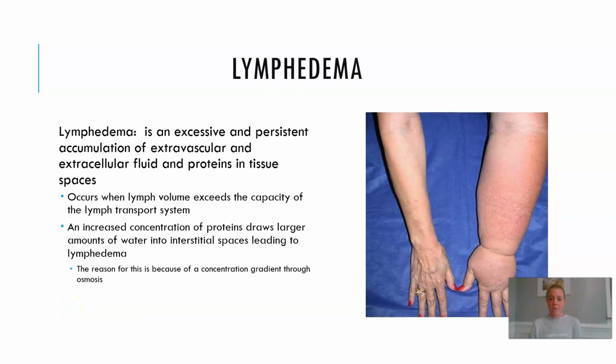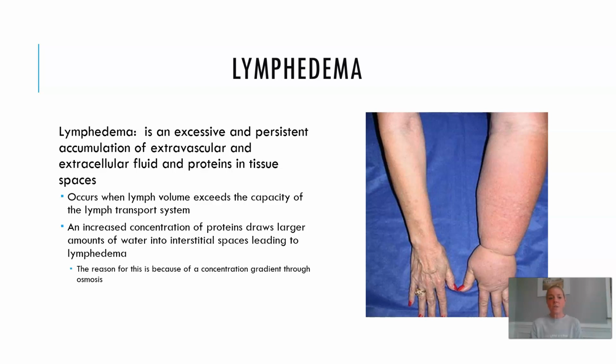So lymphedema is what we're primarily going to be talking about here. It's an excessive and persistent accumulation of extravascular and extracellular fluid and proteins. And that's one of the big things with lymphedema. It's typically a very protein-rich type of edema, and it's a little bit harder to get to go away than your usual traumatic type of edema.